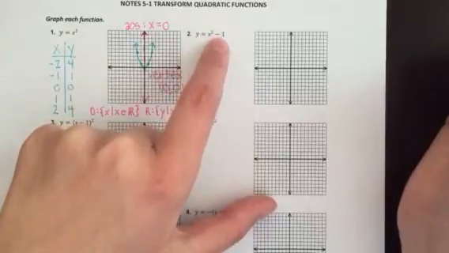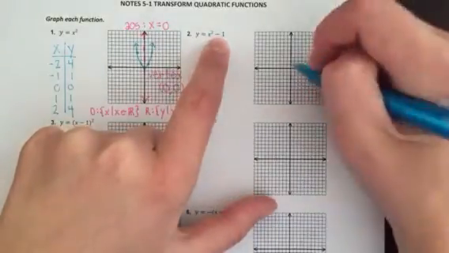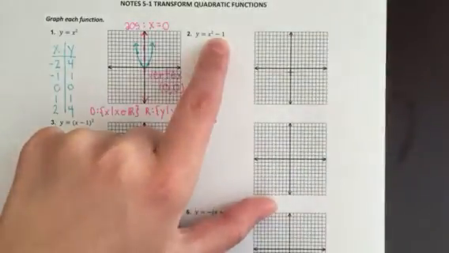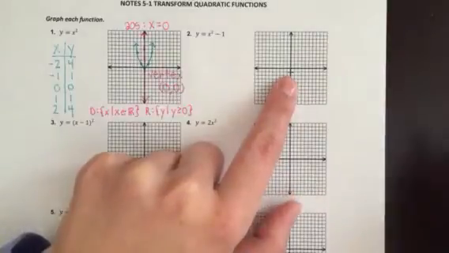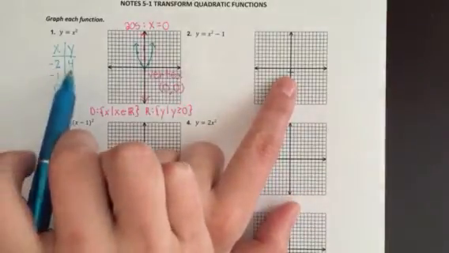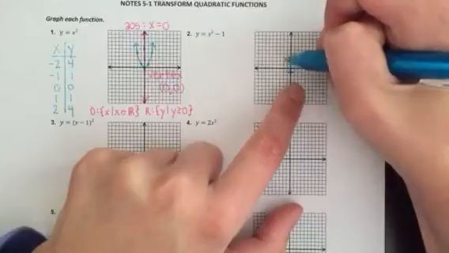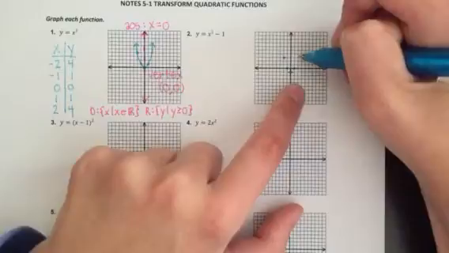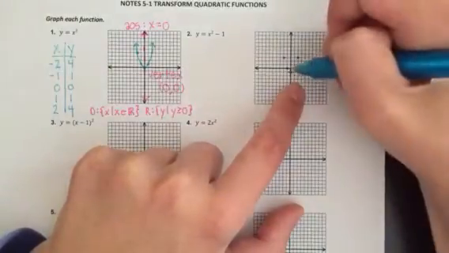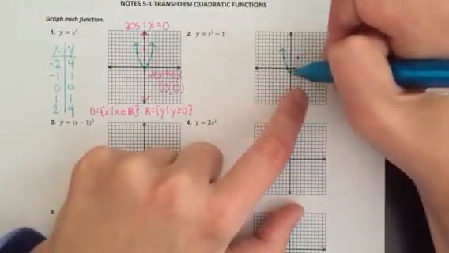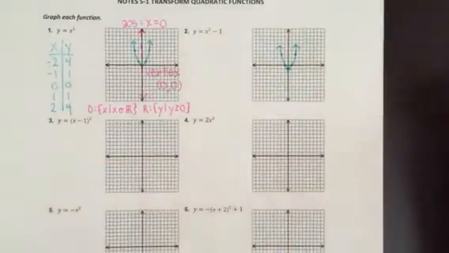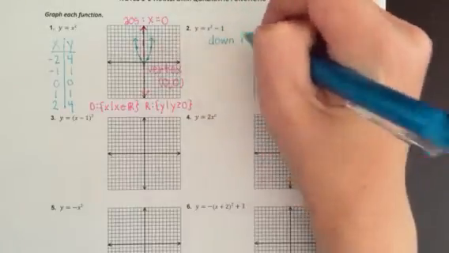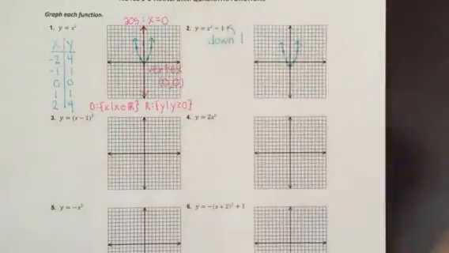So on this one, since it's minus, it is going to shift my origin down 1. So my new origin is now down 1. I've plotted that. Okay, and from there, I'm going to plot my original x and y values: -2, 4; -1, 1; 0, 0; 1, 1; and 2, 4. So you can see I've just taken that quadratic parent function and shifted it down 1. Let me go ahead and write down 1. That's what that -1 does.